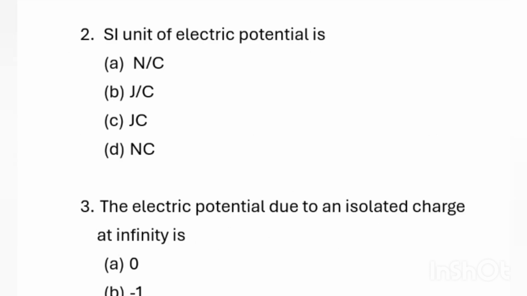Question number 2. SI unit of electric potential is option A, Newton per coulomb, option B, Joule per coulomb, option C, Joule coulomb, option D, Newton coulomb. The correct answer is Joule per coulomb.